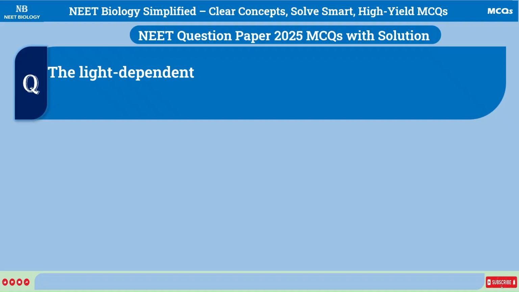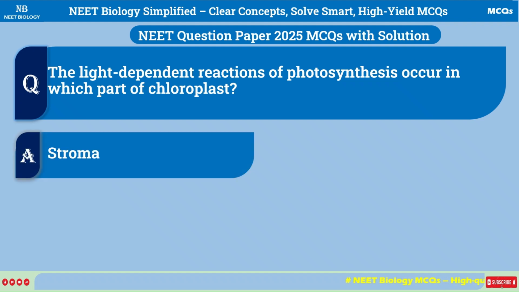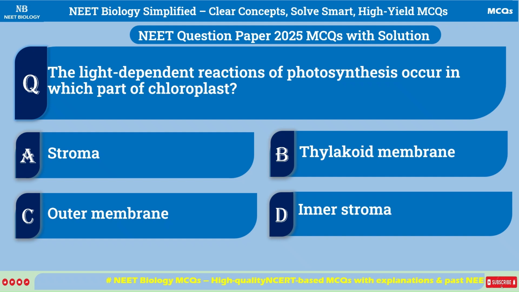The light-dependent reactions of photosynthesis occur in which part of chloroplast? A. Stroma. B. Thylakoid membrane. C. Outer membrane. D. Inner stroma lamellae.